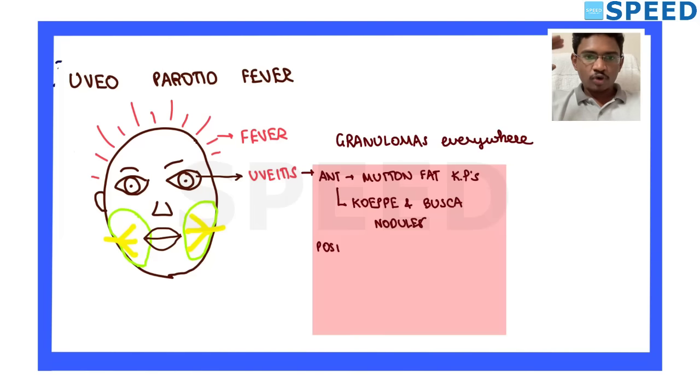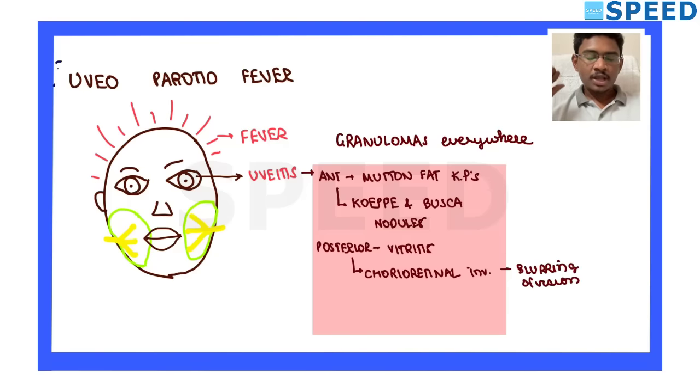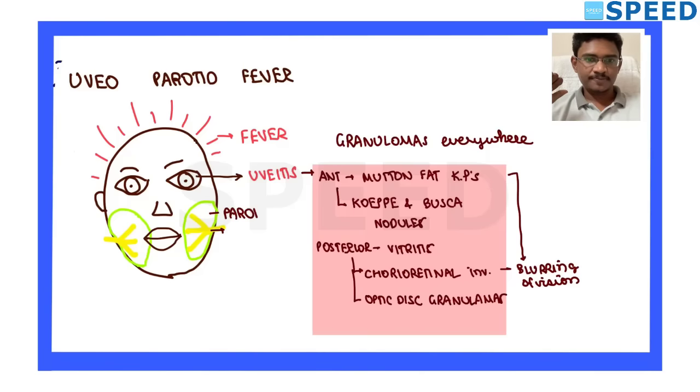And if it involves the intermediate and posterior uvea, then there will be chorioretinal lesions, the granulomas. So that might interfere with your vision and might cause blurring of vision. Or else these KPs can themselves obstruct the path of light and cause blurring of vision. And also optic disc granulomas might form. So all these might be contributing factors for the blurring of vision asked in the question.